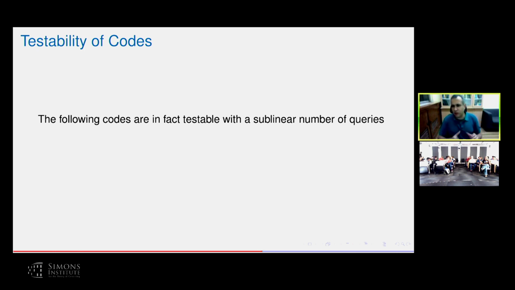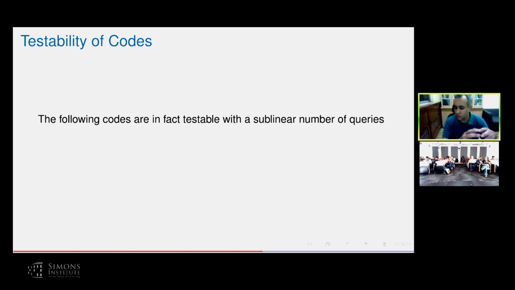So let's go with summarizing where we were so far. We used these bipartite expanders to construct codes. We were able to construct codes with constant rate and linear distance. But unfortunately, most constructions of these bipartite expanders would also lead to codes which are actually not testable in a very, very strong fashion.